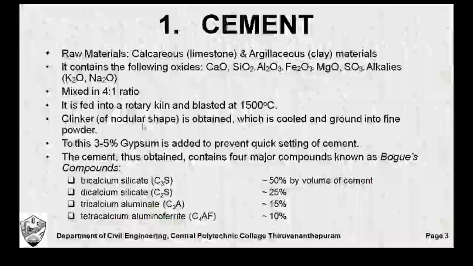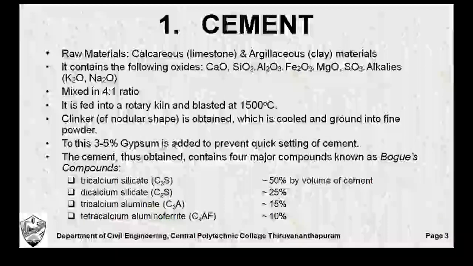It is a nodular shaped material which, when cooled and ground into fine powder, we get what is known as cement. The cement which we get thus has the ability to set very quickly. So to prevent such a tendency, we add 3 to 5% gypsum. Now the cement that you get is known as ordinary Portland cement, OPC.